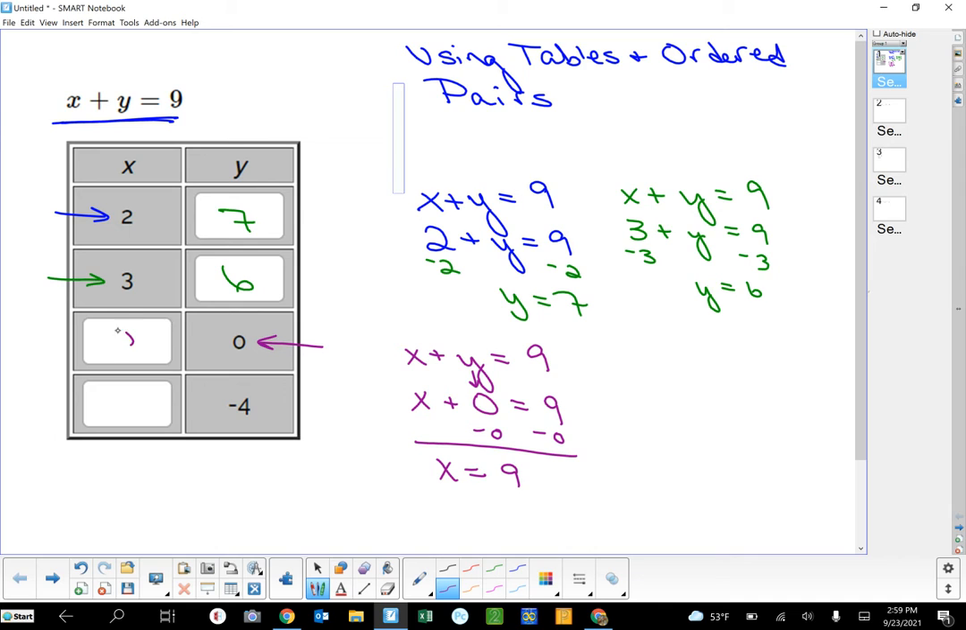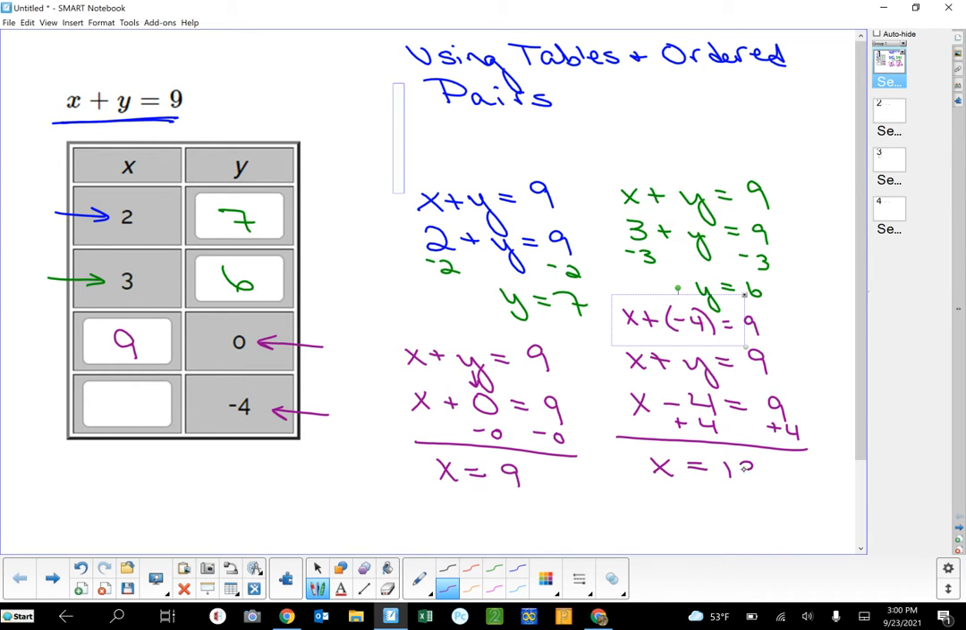and x is 9. And then we're told that y is negative 4. So x plus y is still 9, but now y is negative 4. So you can either write x minus 4 equals 9, or you could write x plus a negative 4 equals 9. I mean, these really mean exactly the same thing. And then we're going to add a 4 to get to the other side, and x equals 13.